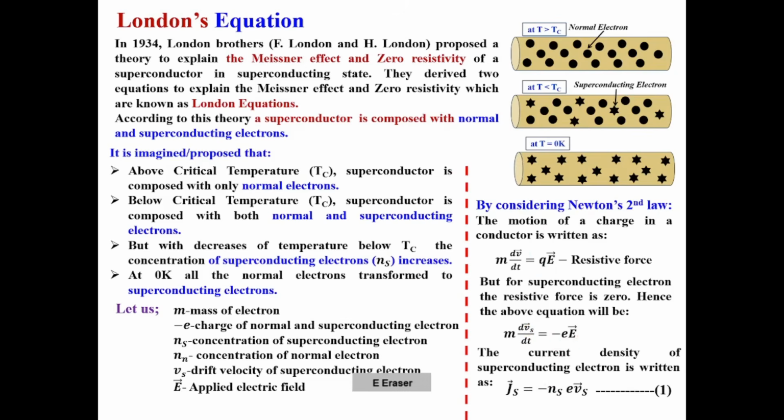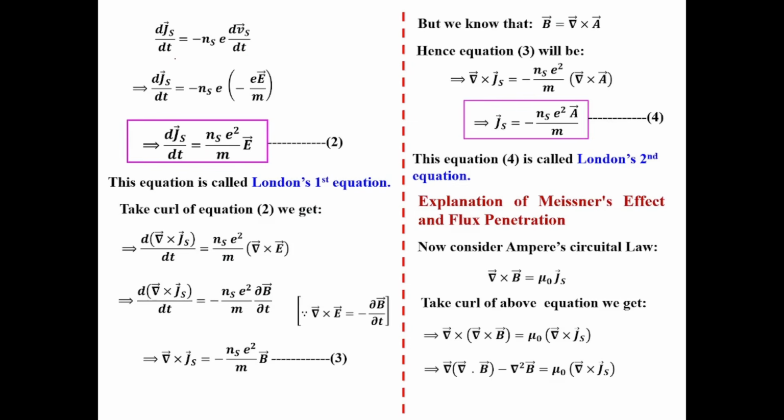The current density in general, we know this one. In case of superconducting electrons, the concentration will be written as Ns, e is the charge, and Vs is the drift velocity of the superconducting electron. This is your equation number 1. Now consider the derivative of equation number 1 with respect to t, on both sides. Then what can we get? d by dt of Js equals minus Ns e dVs by dt, right?